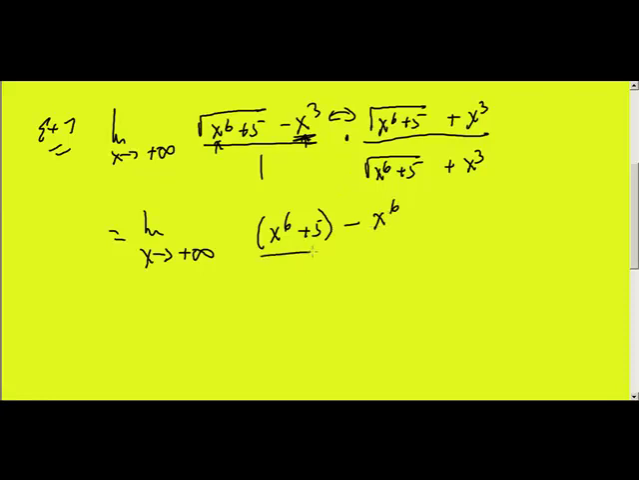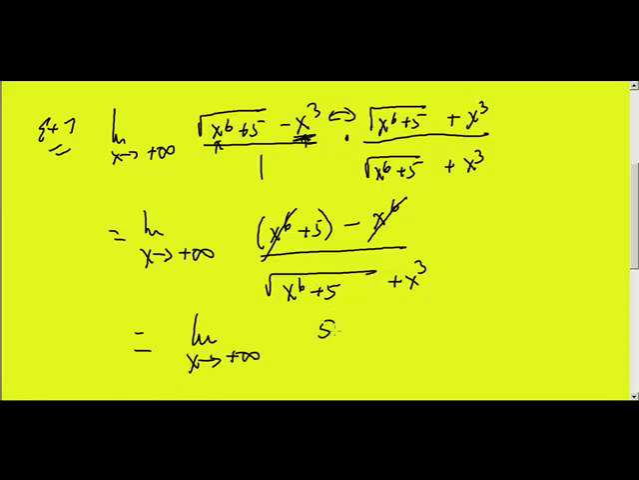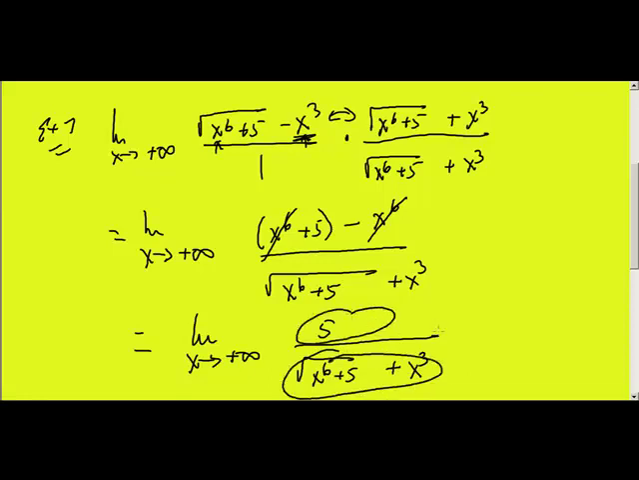Well, now when I simplify, x to the 6th is going to cancel out. This now looks like limit as x goes to positive infinity of 5 over square root of x to the 6th plus 5 plus x to the third. Of course, the power on the bottom is larger than the power on the top, so therefore I can use my ancient Indian secret. It's going to go to 0. Okay, and the same thing applies when you have a negative, so I'm not going to do that example for you. Okay, so that is pretty much it.